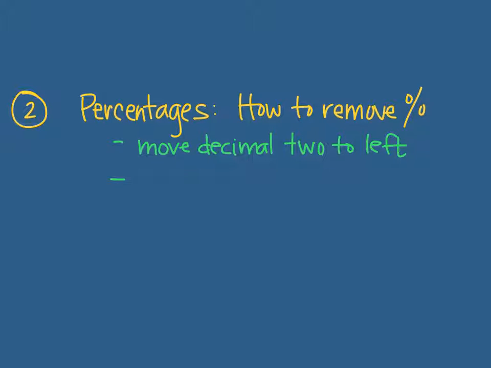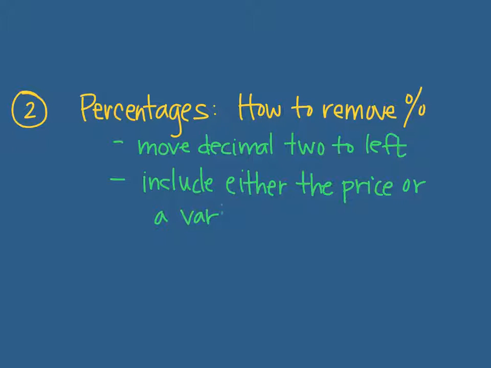All right, so what you're going to do after that is you're going to include either the price or a variable if you don't know the price. So for example, if I was talking about 75%, and what that would turn into, okay, 75%. It would turn into 0.75.